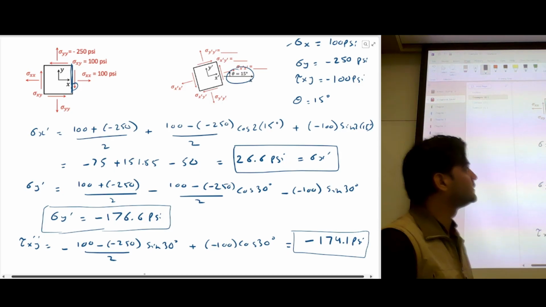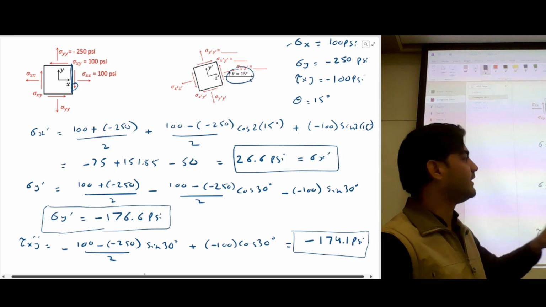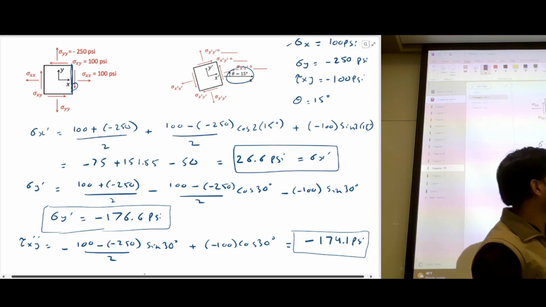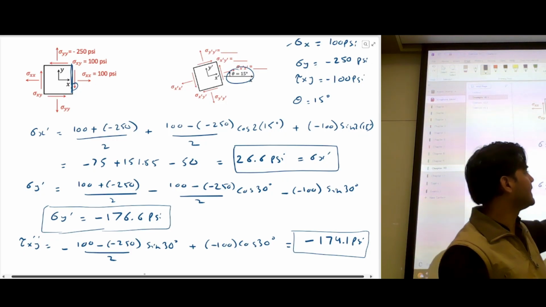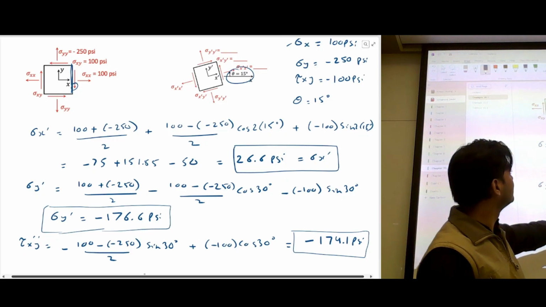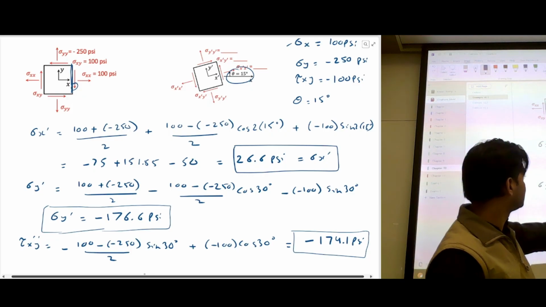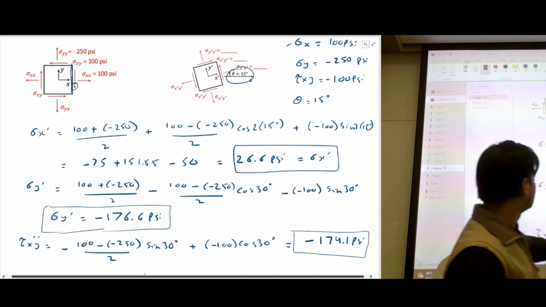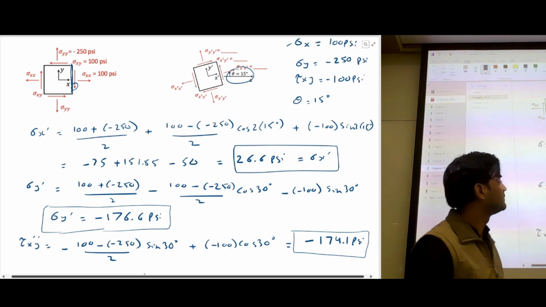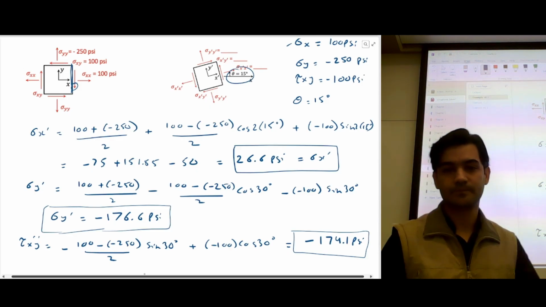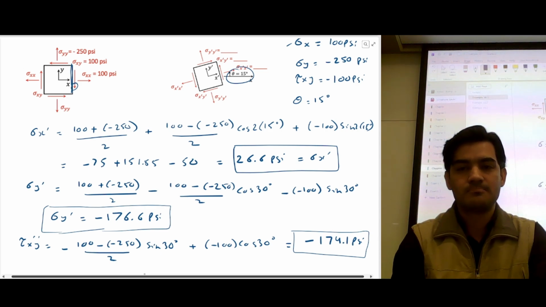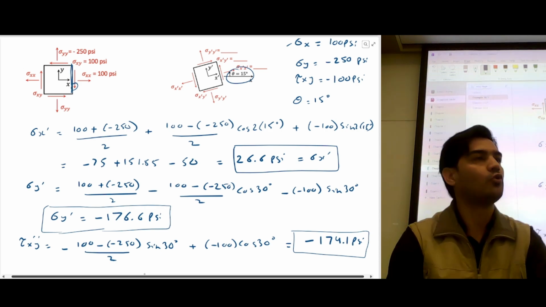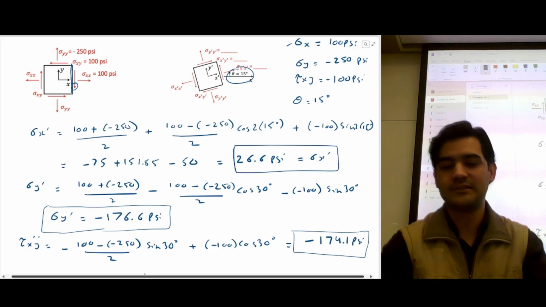So when you rotate the stress element at 15 degrees, these are the stresses you're going to get. So you can see stress X is reduced, stress Y is also reduced, and the shear stress is increased. But the overall stress would be the same.